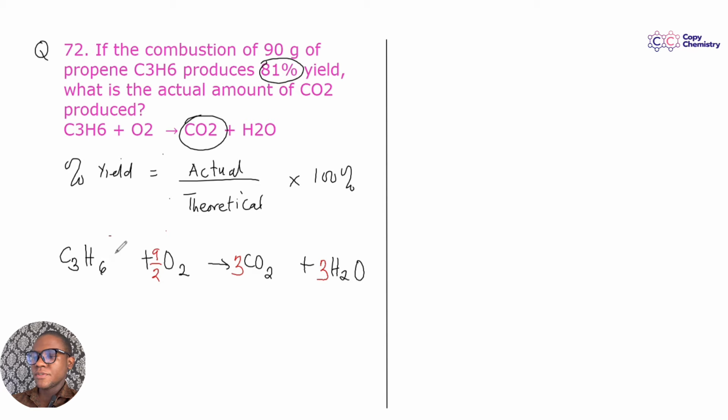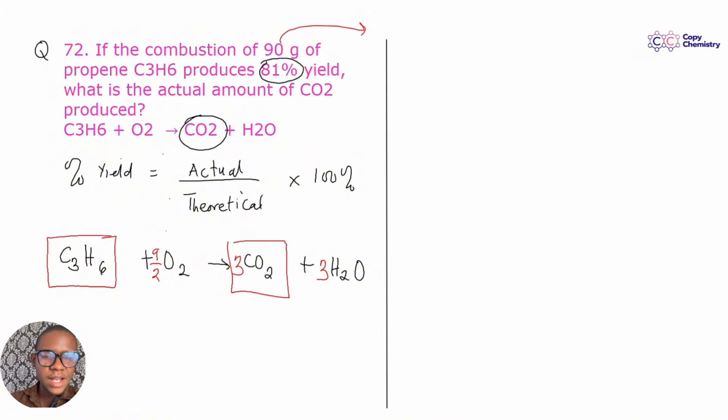So once this is balanced, I can now compare the number of moles of propene with number of moles of CO2. Okay, because it's balanced now. So yes, I'll just compare that. And then what can I see there? 1 mole of propene gives me 3 moles of CO2, right? So if I'm dealing with 90 grams, which I can actually convert to moles, then I should also know the number of moles of CO2 that should be produced. All right?